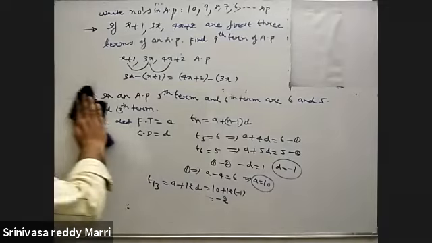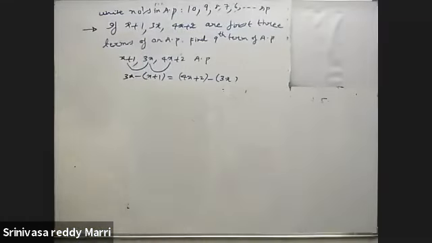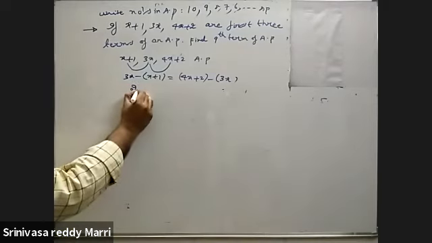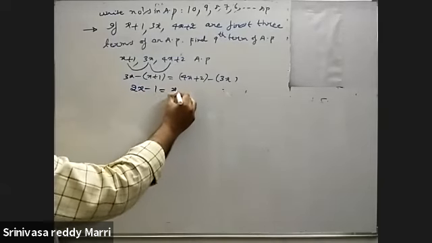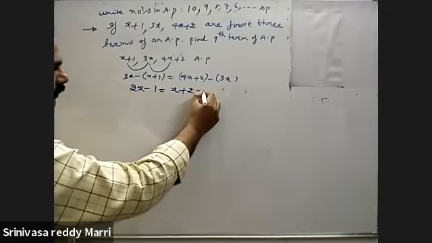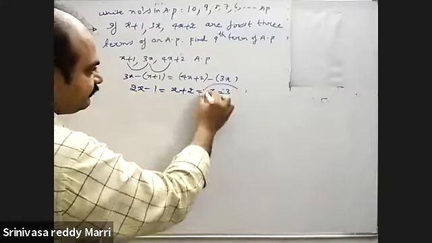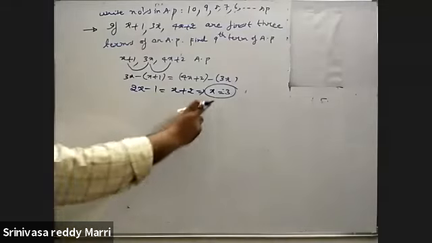So this is 2x minus 1 equals x plus 2. That implies 2x minus x on this side. Therefore, x equals 3.